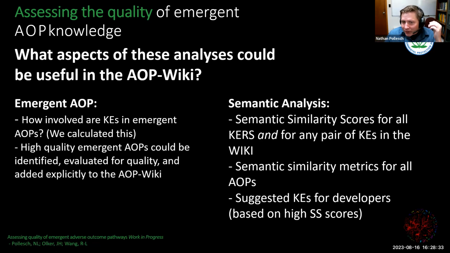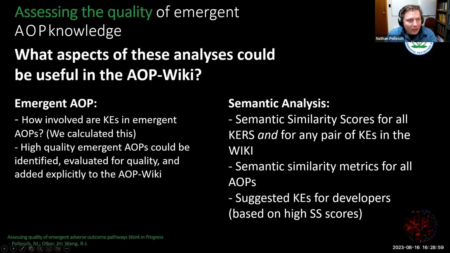In terms of the semantic analysis, one of the things that's really interesting about the semantic similarity scores is that this exists for any pair of key events in the AOP wiki. And Ron Lang in his paper actually identifies some things that are useful. So I'll finish this thought for a second. We can calculate these semantic similarity scores. It gives us an idea of a quality metric, another type of quality metric that we can use.